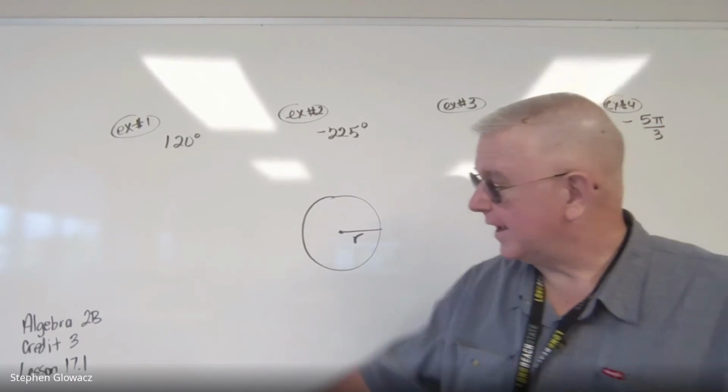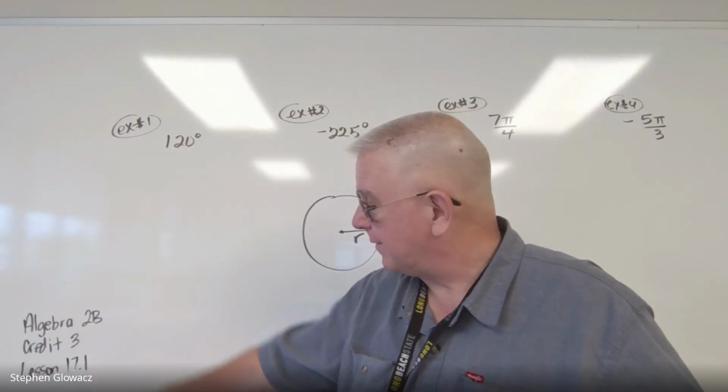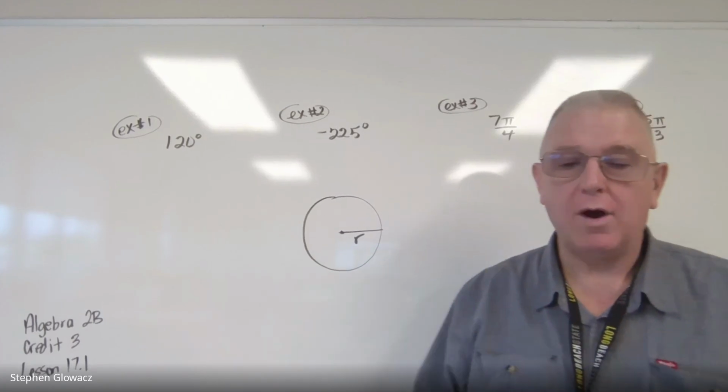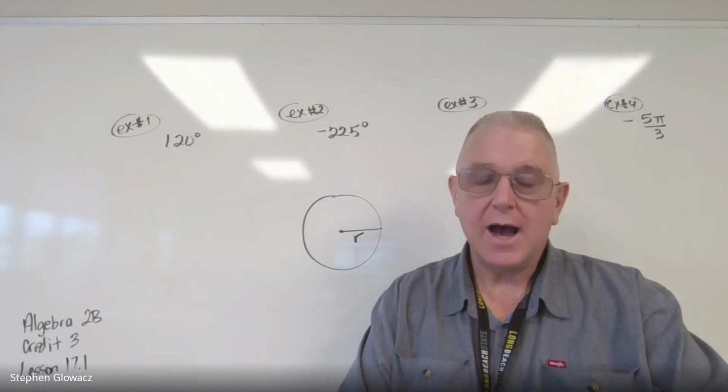These are the examples for Algebra 2B, Credit 3, Lesson 17.1. In Lesson 17.1, we're going to introduce a new way of measuring angles called radians.